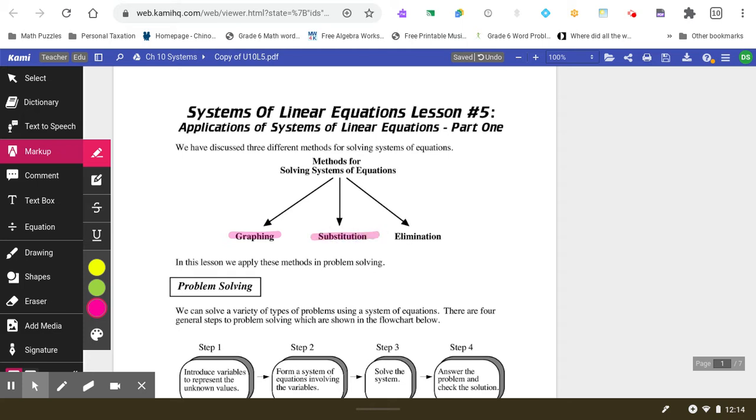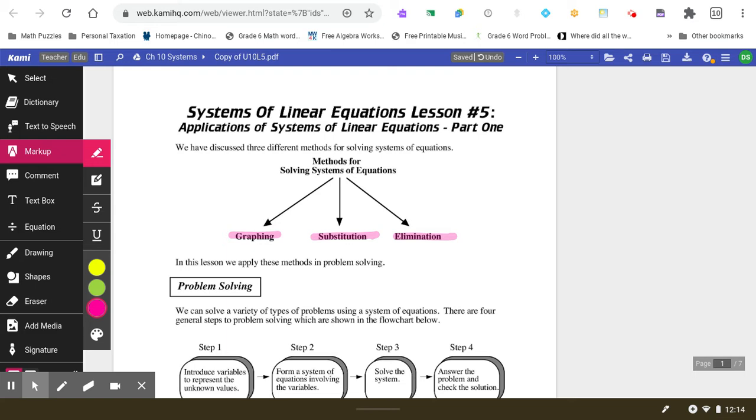Or substitution. So that is where you turn one equation into x equals or into y equals, and you substitute that information into the other equation. Or elimination, where you pick a variable to create the coefficients. You want the coefficients to be the same number with opposite signs, so that when you smush the two together, that variable is eliminated. Okay, so those are the 3 ways, and we're going to take those 3 ways to solve problems.